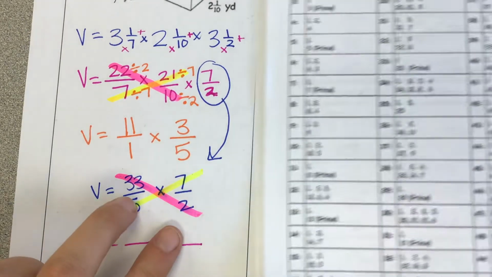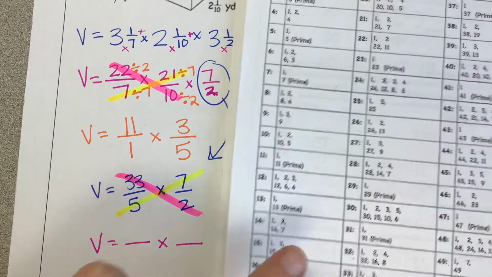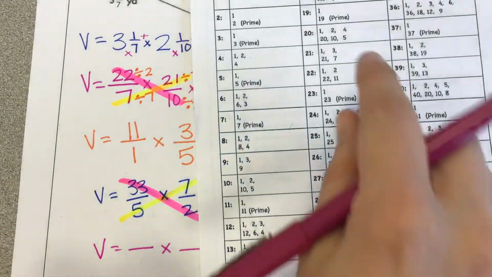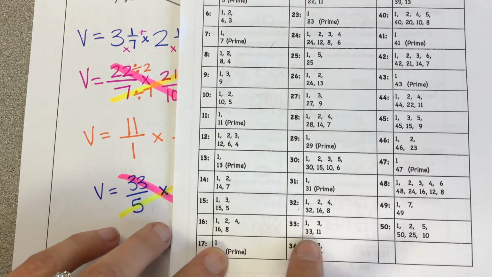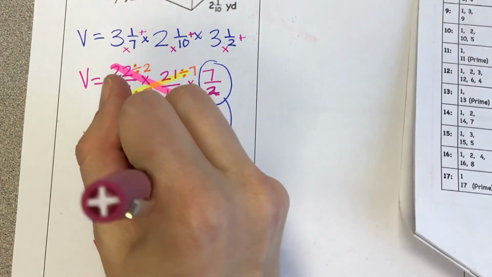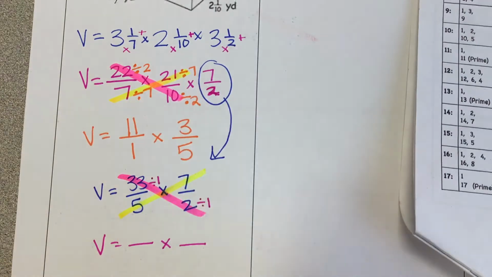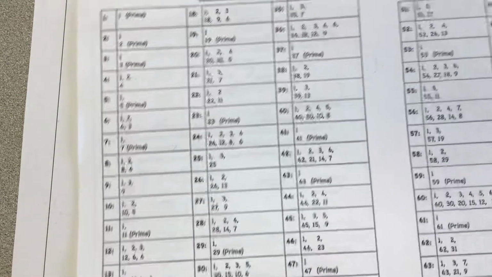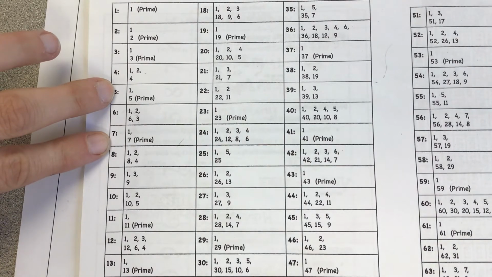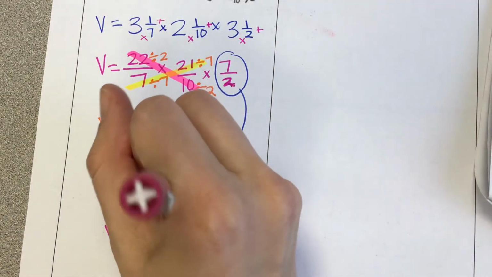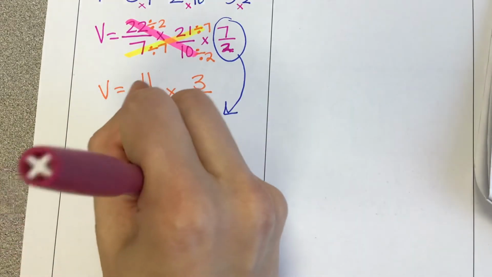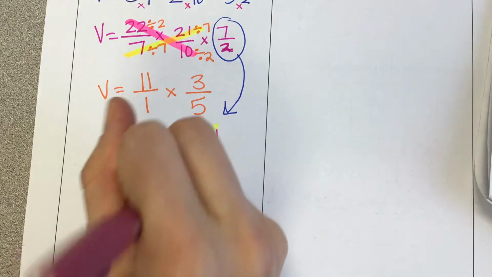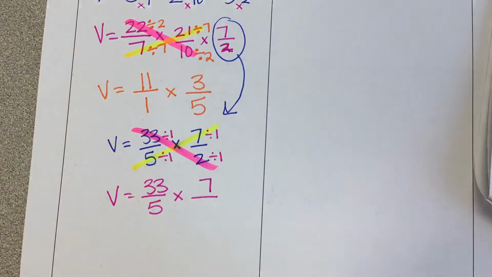So 33 and 2. 33 divides by 1, it doesn't divide by 2, so the only thing that they share is 1. 5 and 7, the only thing that those two share is 1. So what that means is they're all going to stay the same. 33 divided by 1 is 33. 5 divided by 1 is 5. 7 divided by 1 is 7. 2 divided by 1 is 2.